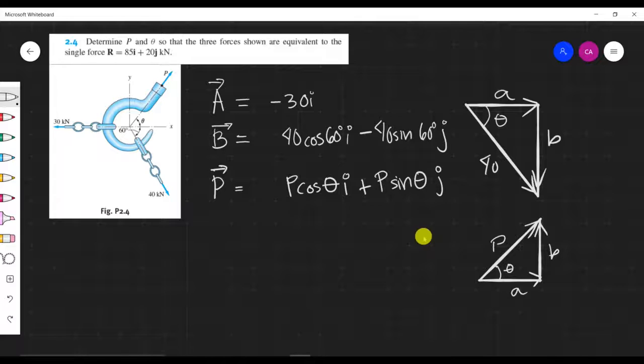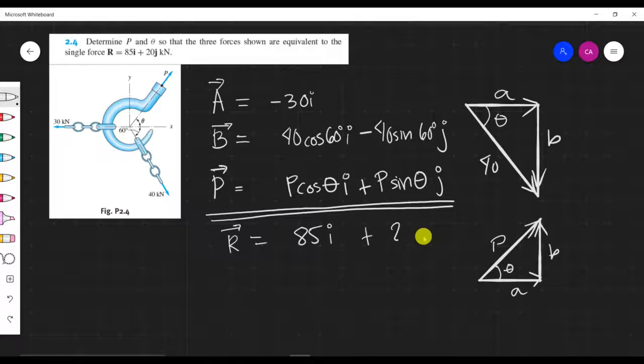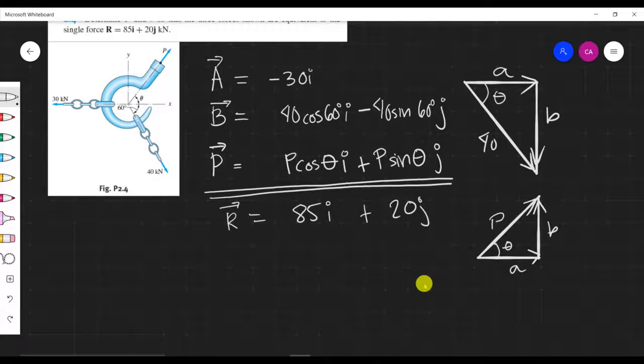tama, j, na dapat daw pag pinag-add natin yan, pag pinag-plus natin yan, yun ay resultant vector which is equal sa 85i plus 20j. Okay? So, magiging itsura niyan.